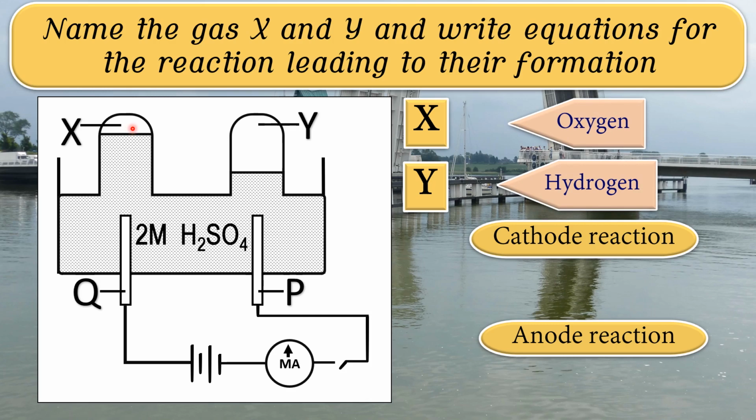Gas at X is oxygen, and the gas at Y is hydrogen. So gas X is oxygen, oxygen is the gas X, and hydrogen is the gas Y.